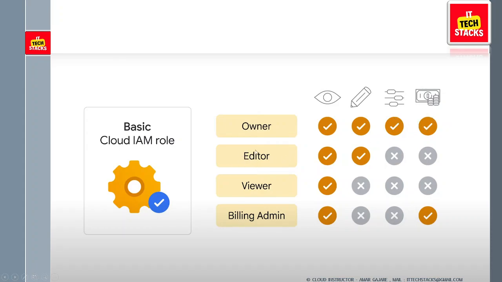If you are having basic editor role, then you can only view and can edit. If you have only view access role, then you can only view, not edit, or even have billing access. Billing admin can view resources and can create billing alerts. I hope that clarifies what the basic Google Cloud roles are. Okay, so let's move on to the next role.